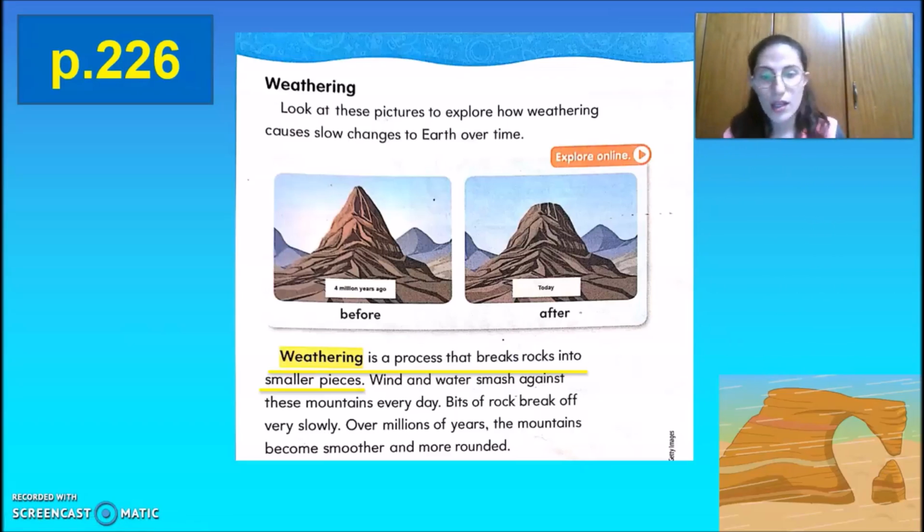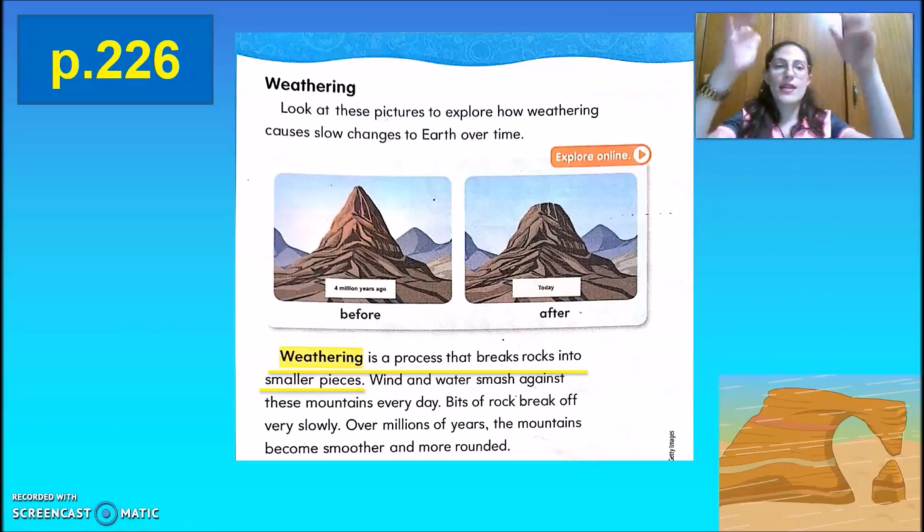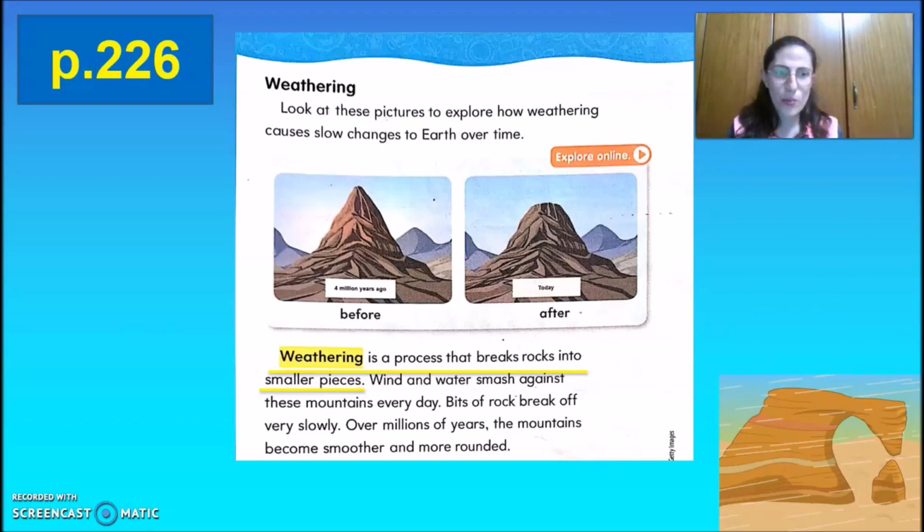Again, weathering is a process that breaks rocks into smaller pieces. Clear? Smaller pieces. One more time.